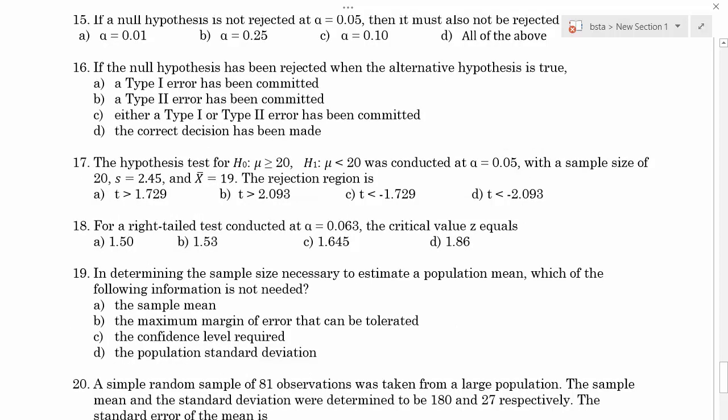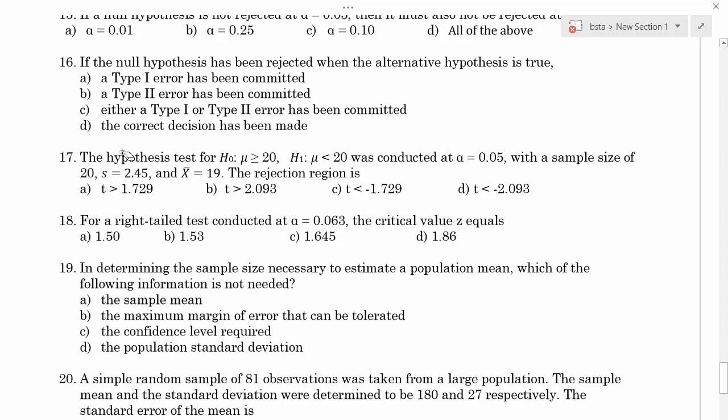If the alternative is true, it means the null is what? The null is false or incorrect. That's what it means. So what do you think the answer to 16 would be? If the alternative is true, it means the null is incorrect, so you have just rejected a false null hypothesis. What's the answer? D. You have just rejected a false null hypothesis, so you have made a correct decision. There is no error there. Remember, the null and the alternative hypotheses are mutually exclusive. It means if one is wrong, the other is right. It's either one or the other.